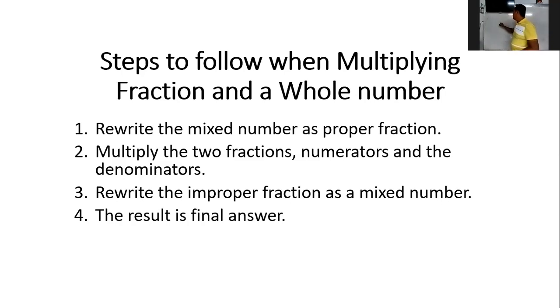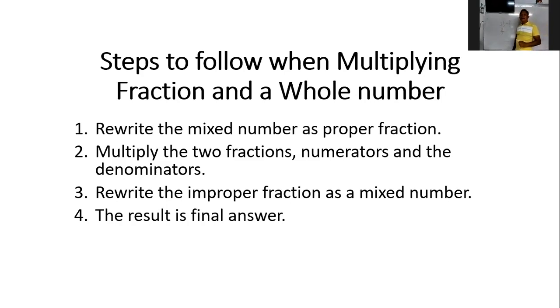We have here 2 and 1/5, for example, times 3/4. Okay? So let's change the mixed number into an improper fraction. Denominator times the whole number. So 5 times 2 equals 10. 10 plus 1 equals 11. So here we have 11/5.